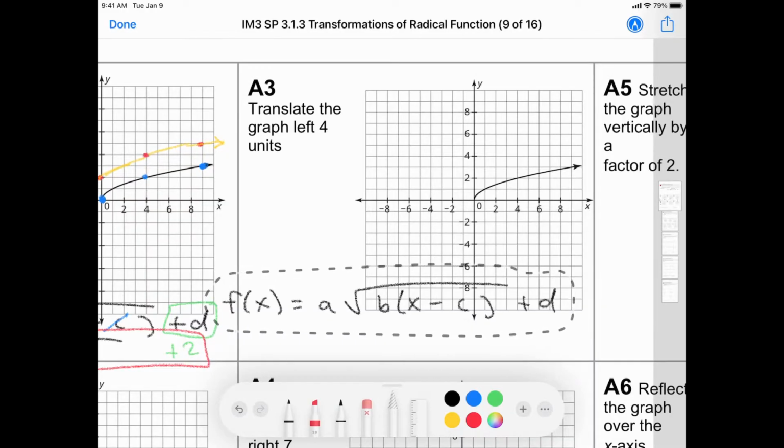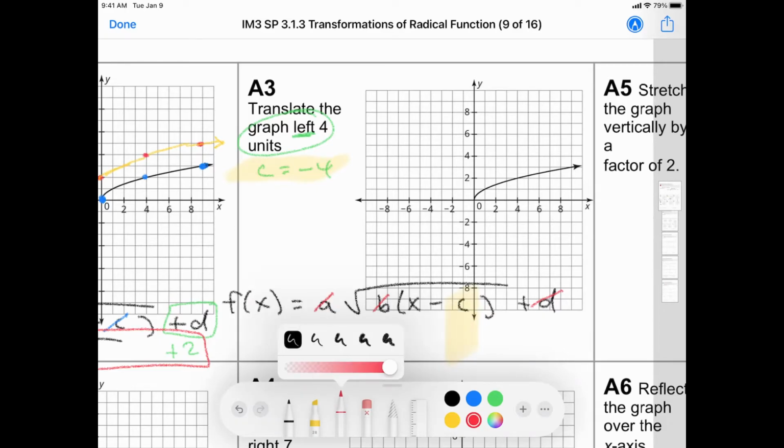All right, A3, we need to translate this 4 units to the left. So you have to pick a letter. Is that a, b, c, or d? In our intro video, going left to right is the c value. So left is actually going to be c equals negative 4. Okay, so let's make sure we don't need a, b, and we don't need d. I'm going to do this one super careful. This is probably the hardest one for students. So c is equal to negative 4. Okay, let's write that in. I'm going to use blue. So I don't need a, so I just have the square root of x. Now I'm going to put this minus sign there, and we have negative 4.